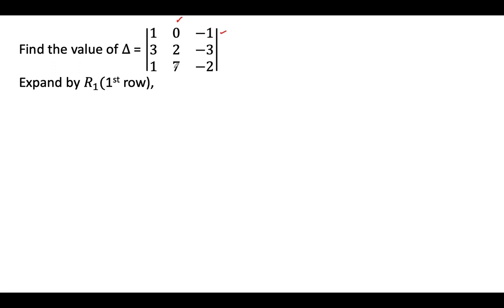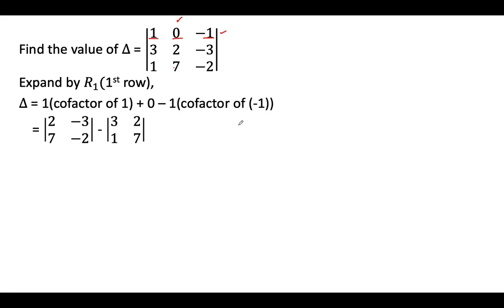When we say expand by R1, what do we mean? We take every element of R1, that is 1, 0 and minus 1, and multiply it with its cofactor, that is, 1 into cofactor of 1, 0 into cofactor of 0, minus 1 into cofactor of minus 1. Now 0 into anything is anyway 0, so what we have is 1 into cofactor of 1 and minus 1 into cofactor of minus 1.